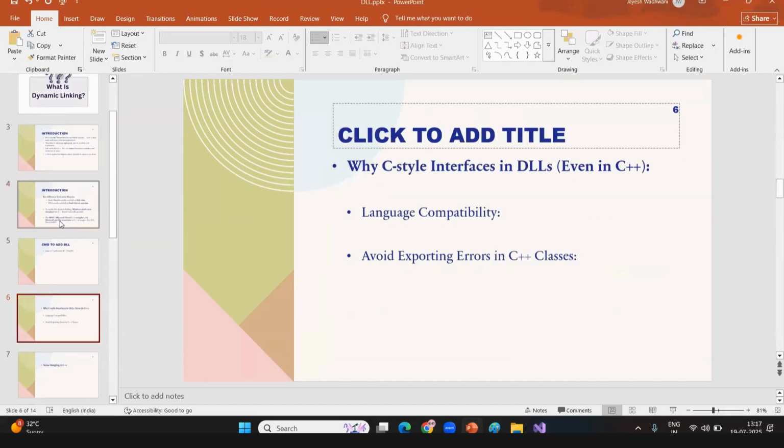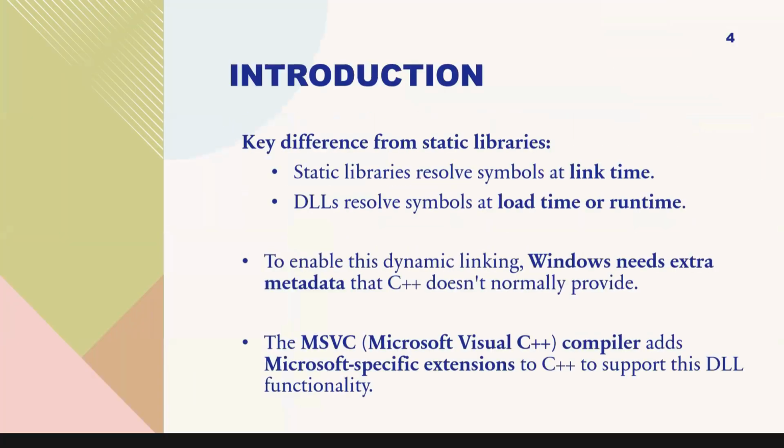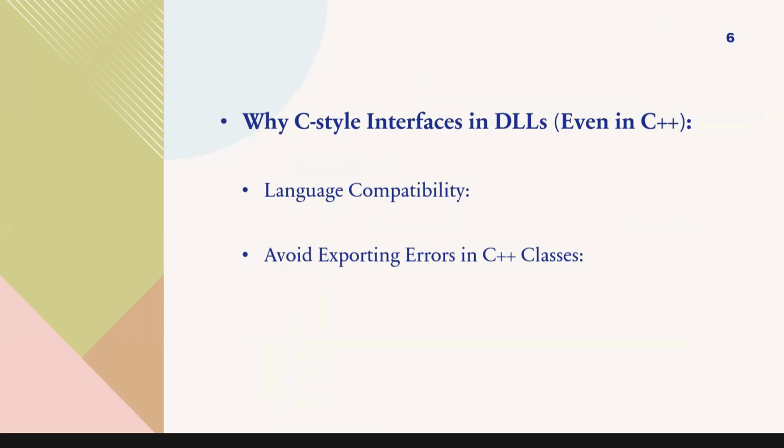Let's understand why C style interfaces are used in DLL. C style interfaces are used because of language compatibility. Basically, if we take the case of C++, in C++ name mangling is performed. Now, what is name mangling?